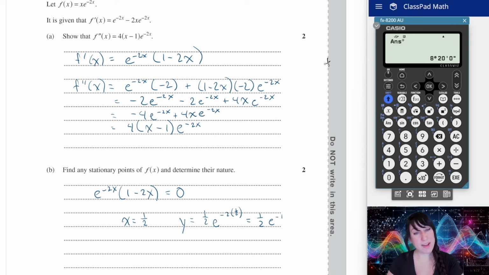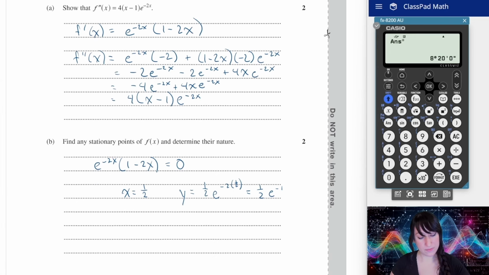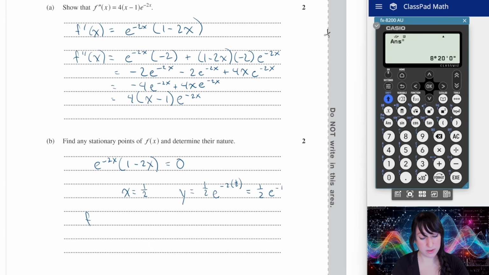Now, to determine the nature, we might as well use the second derivative since we already have that. We want to know what's the sign of the second derivative at x equals 1/2. Now we have a positive number times a negative number, since 1 minus a half would be negative, and e to any power is a positive. A positive times a negative is negative. So the answer is negative. But you can also work out the value and see if that comes out positive or negative. So since the second derivative is negative at that stationary point, it means our function is concave down at that point, and we have a local maximum.